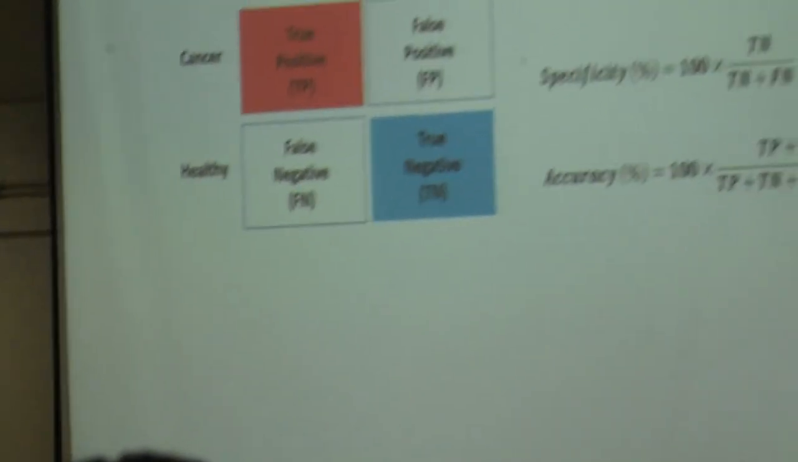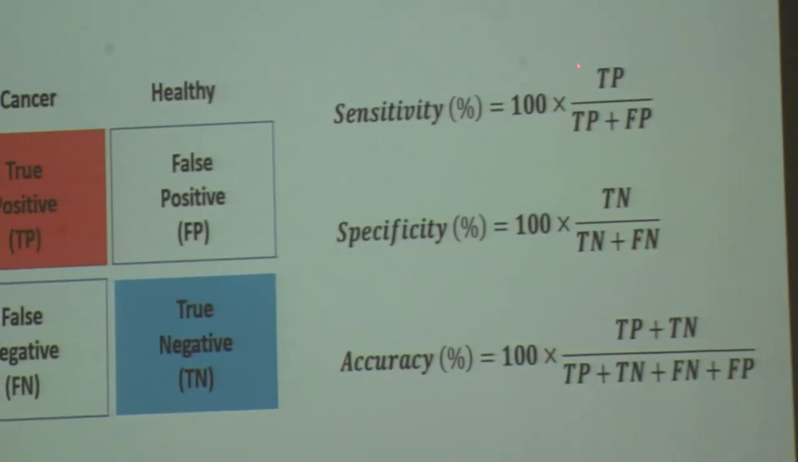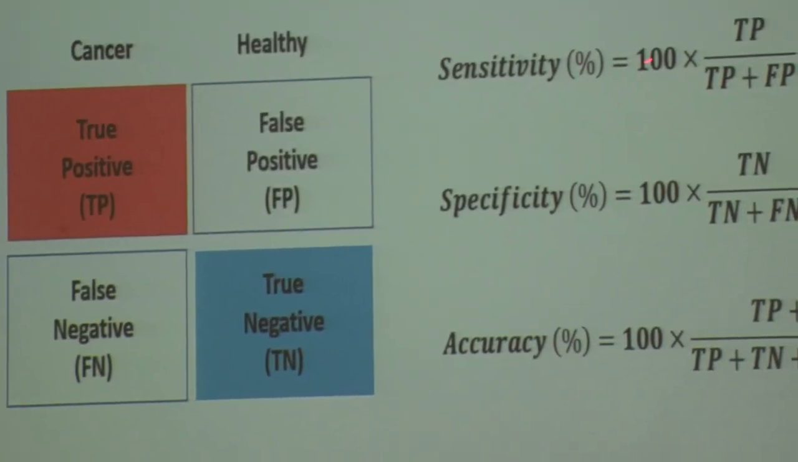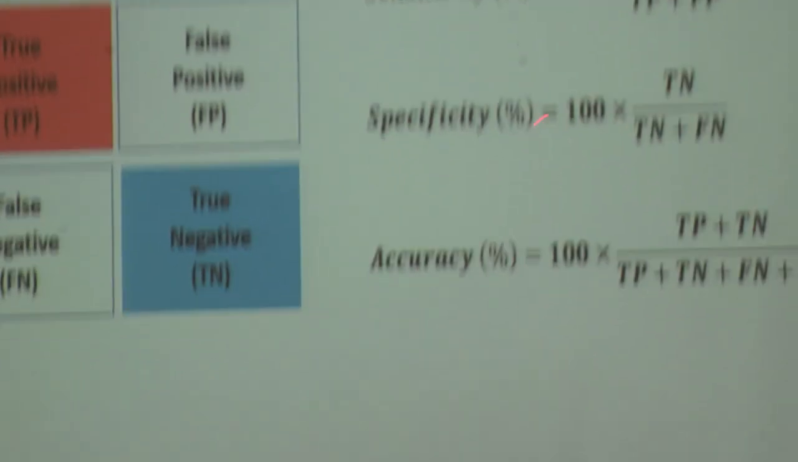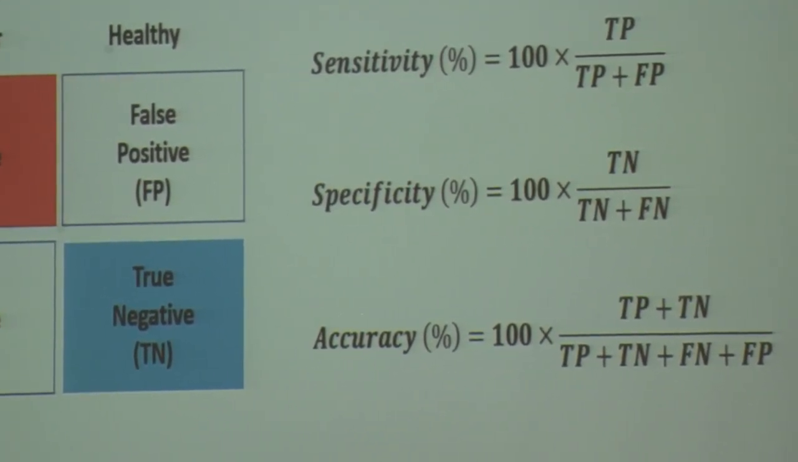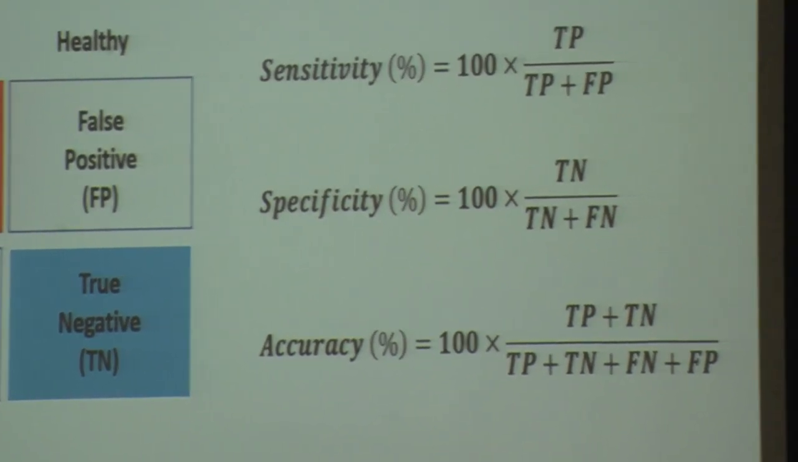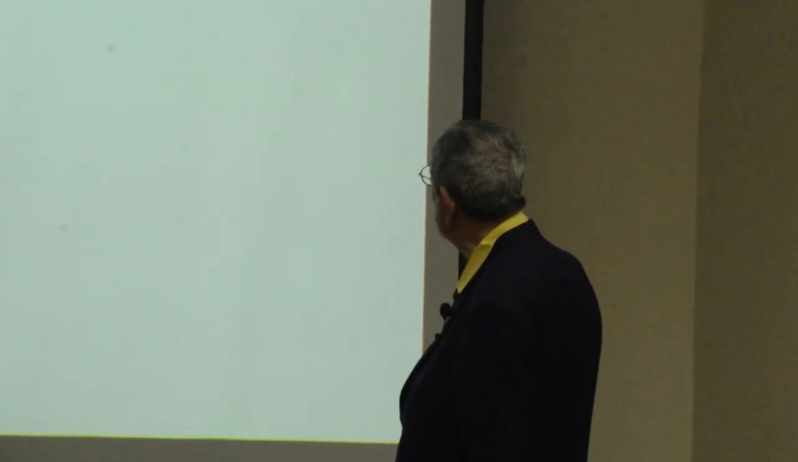If you talk about how sensitive it is, in the percentage, that means you multiply by 100. And that's the true positives over the true positives plus false positives. That's how sensitive it is. Okay? Then you can talk about how specific it is, specificity. And that's the true negatives over the true negatives plus false negatives. How specifically is it getting me something? And then you can define what accuracy is. What do you mean by being accurate? What did it tell you? It means true positives plus true negatives over everything. Okay? That's how accurate you are.